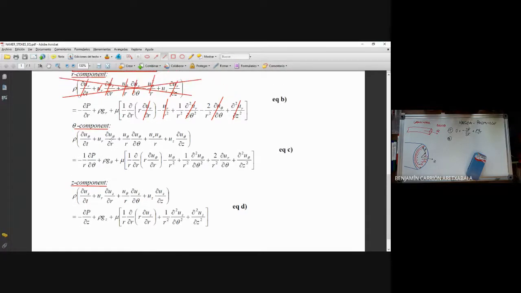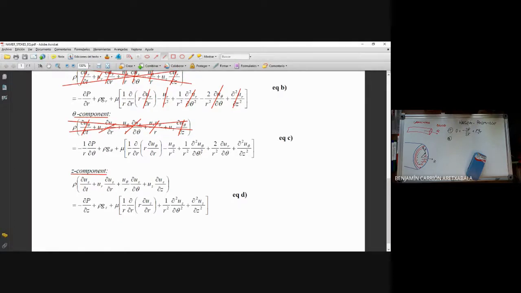Okay, moving on. For the theta component, we know that this is steady flow, so this derivative is zero. We know that ur is zero. We know that u theta is zero, the same as before, so this guy is also zero. uz is not zero, but the derivative of u theta with respect to anything is zero because u theta is zero. So again, no acceleration in the tangential direction, which again makes perfect sense. If it doesn't make sense to you, try to have a look.